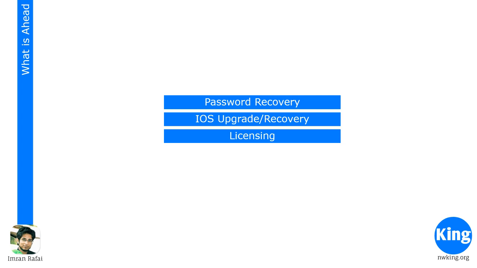So what is ahead? Today we're going to look at three things. We look at password recovery, right? How do we do password recovery in switches and routers? Then we would look at IOS upgrade, recovery, backup, whatever that is. And then of course we will look at IOS licensing, which is introduced in the latest IOS version 15 and above, right?